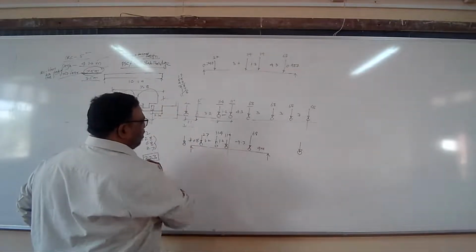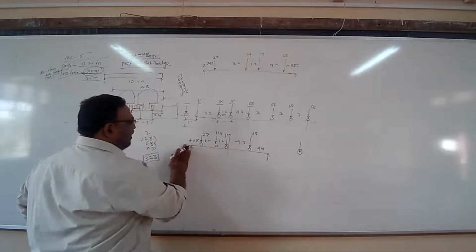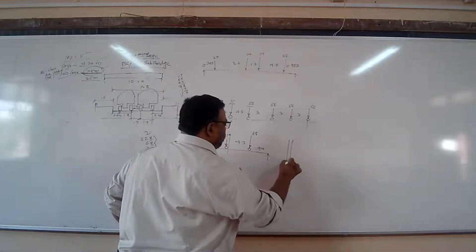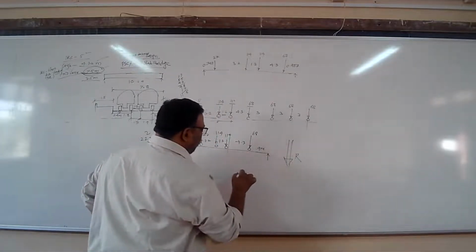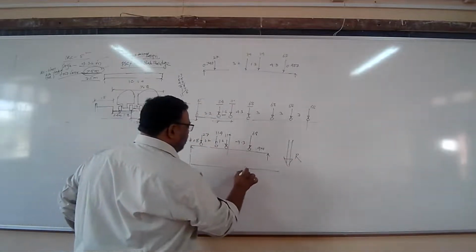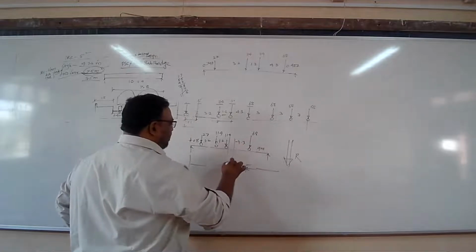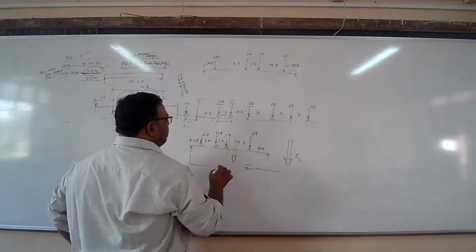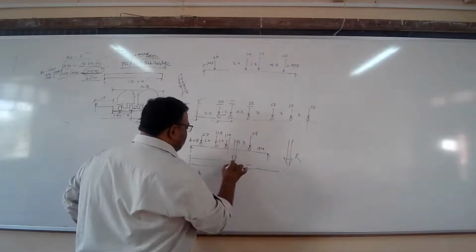When this load was crossing, then what did we do? We had determined the resultant of all these forces. The position x bar was determined when the resultant is acting from here, and it was found that the resultant is acting somewhere here. What was the position of the resultant?